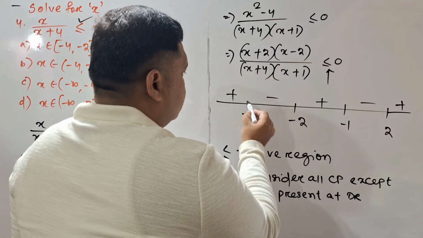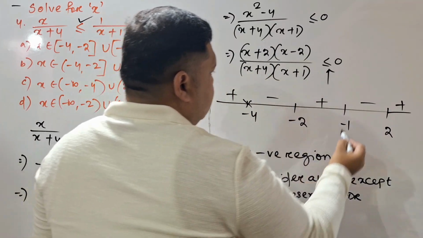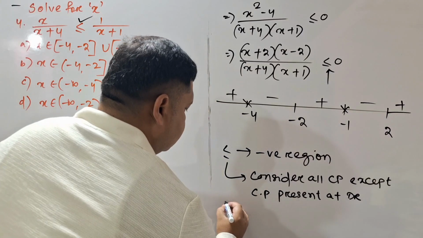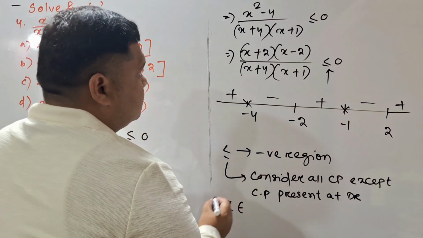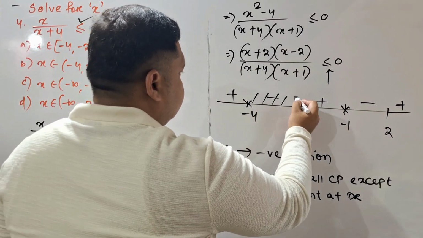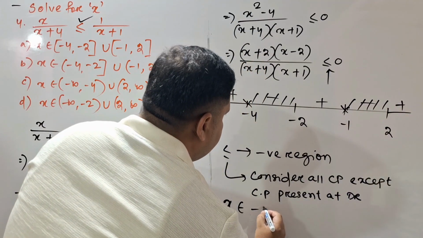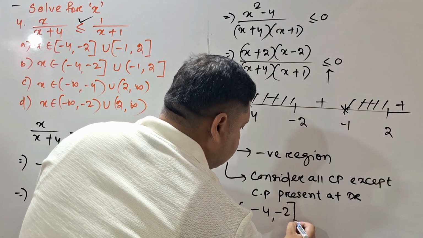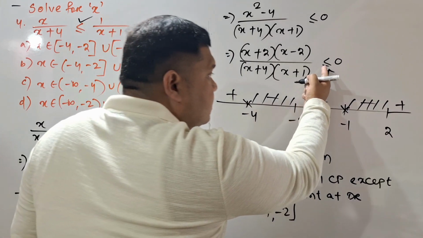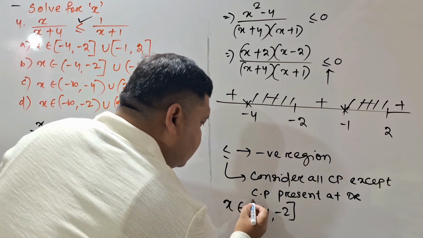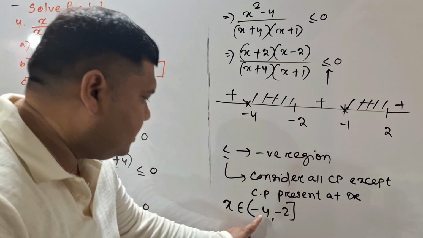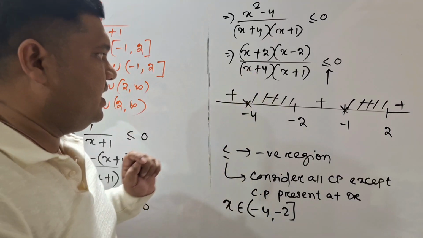So minus 4 don't consider. And this minus 1 don't consider. So answer is what? Now x belongs to, which region I have to select? A negative region. So this negative region I have to select. So my answer is minus 4 to minus 2. Here I will give close bracket because greater than equal to symbol is there. But here I will give open bracket. Why? Because this critical point is present at the denominator.